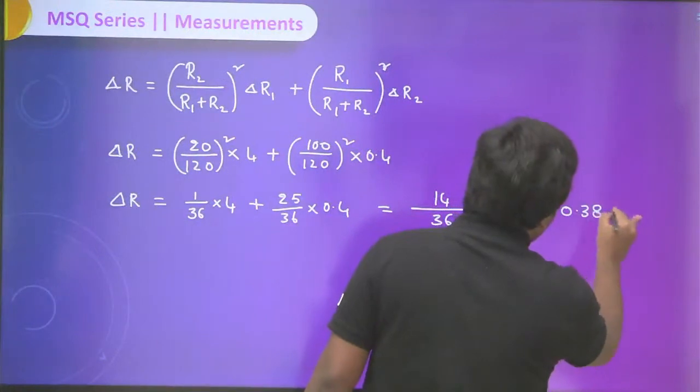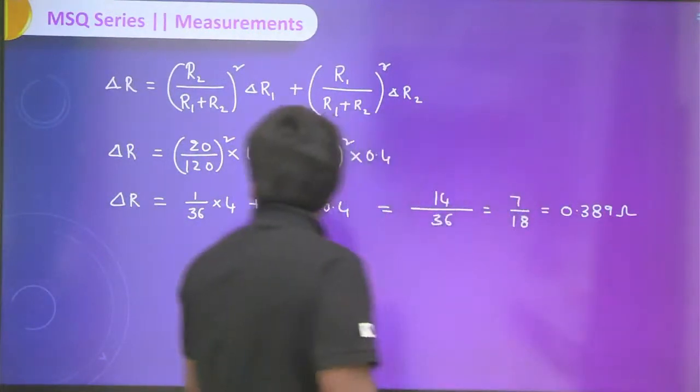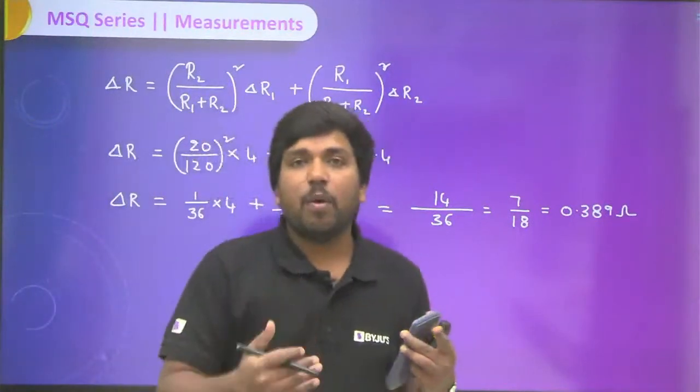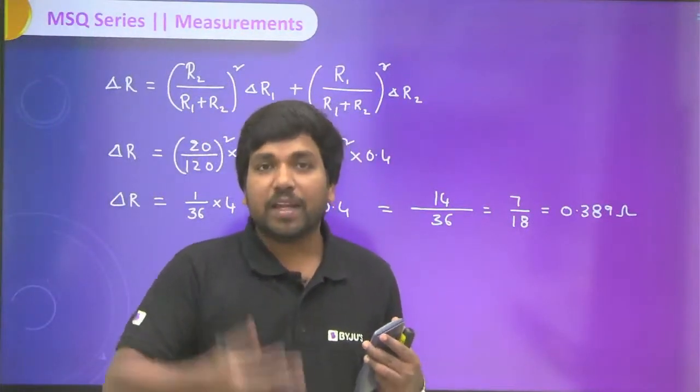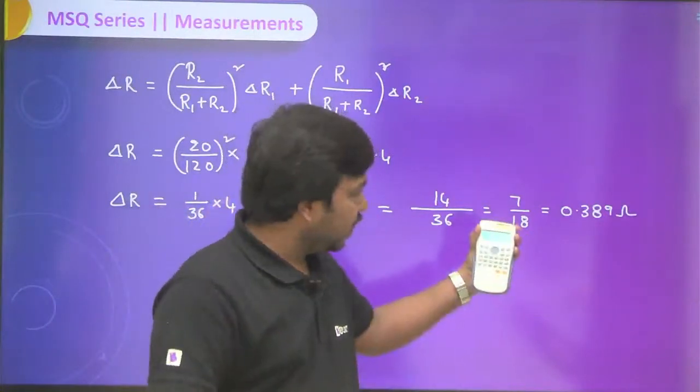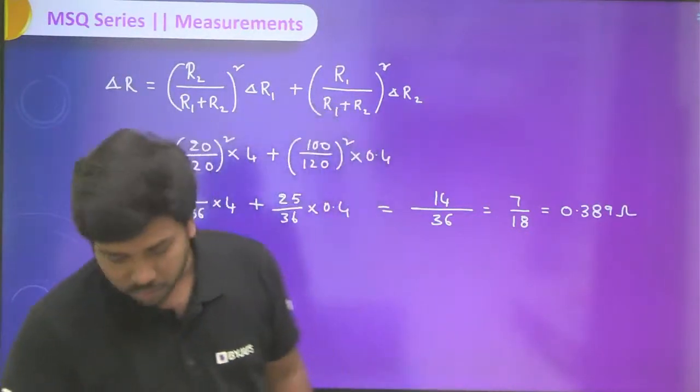0.389 ohm. Correct? So this is the error specification of delta R. That means the maximum possible limiting error that can come in the overall resistance is going to be 0.389 ohm. Clear? Very good, Raghuram. You are doing very good.